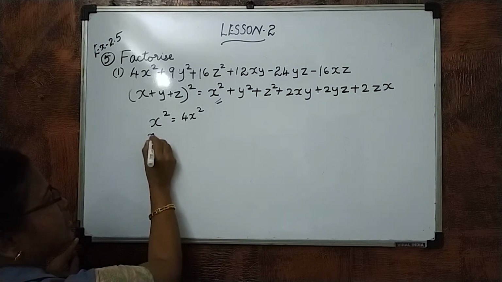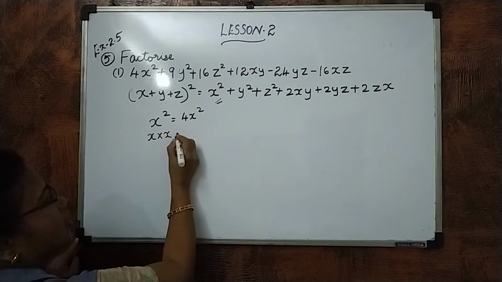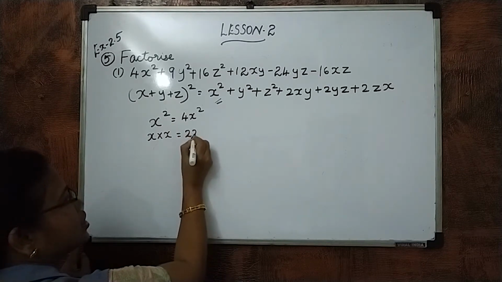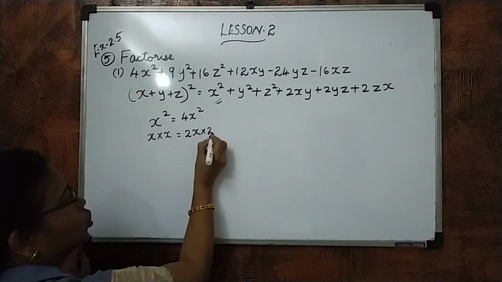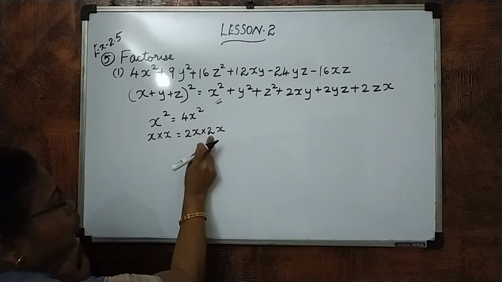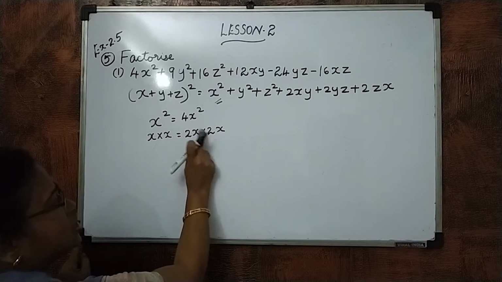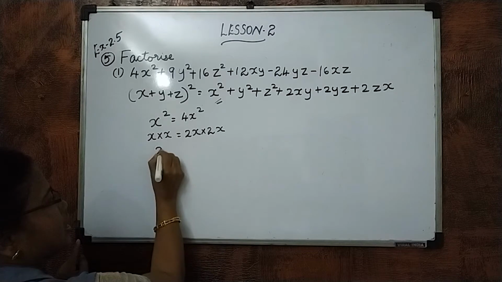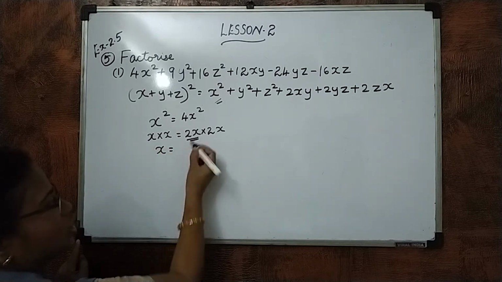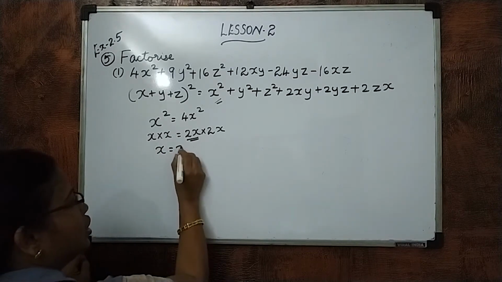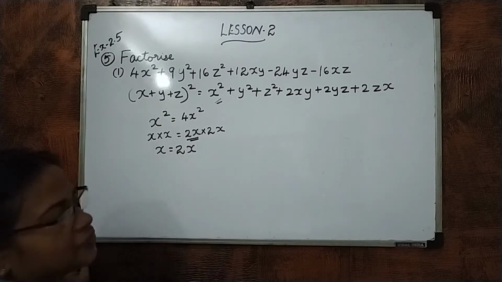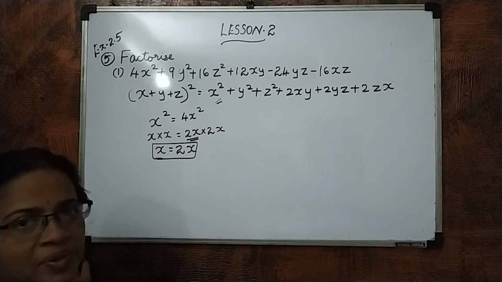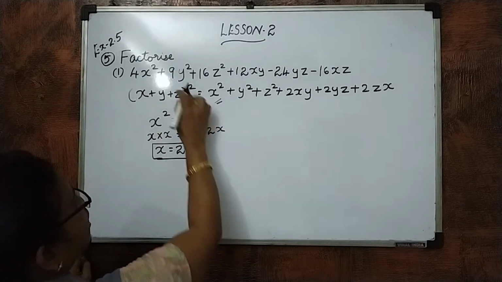x square means x into x. 4x square means it is 2x into 2x, just like 2 into 2 is 4, x into x is x square. Now we want only one x. That means x is equal to, you have to take only one 2x. So x we got: x is equal to 2x. Clear? Next one, just take the next term.